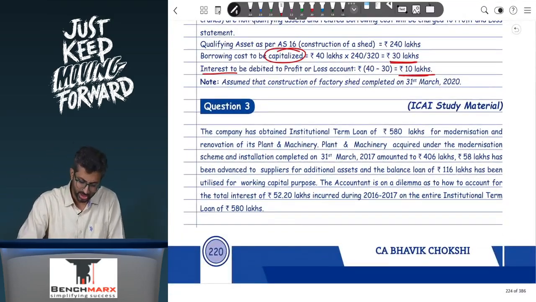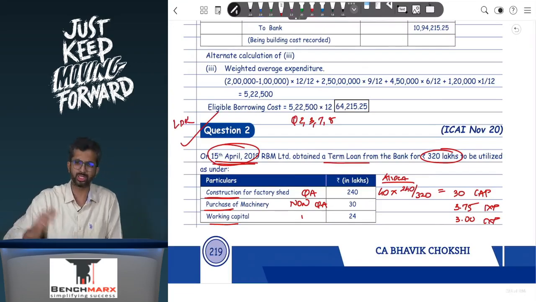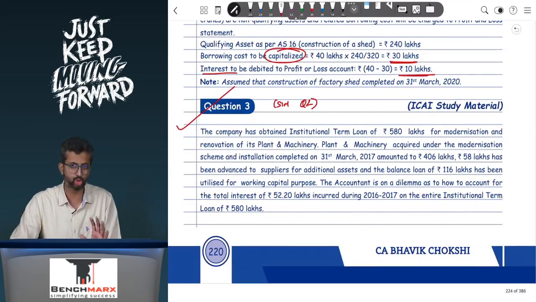Okay, similar question is question 3. I would say this is similar to question 2. I will generally look at question 2, let's say for my LDR, and then another question, question number 8 for my LDR. These two should be sufficient.